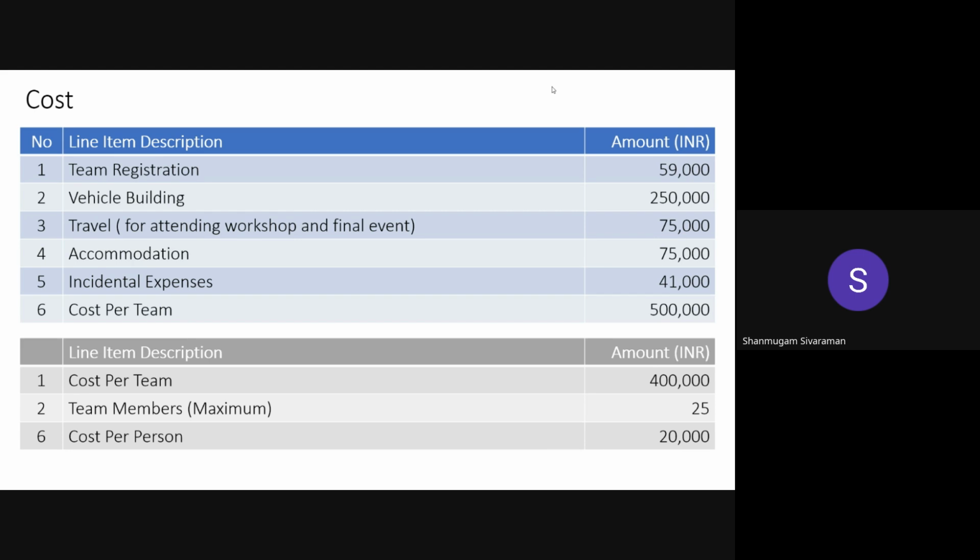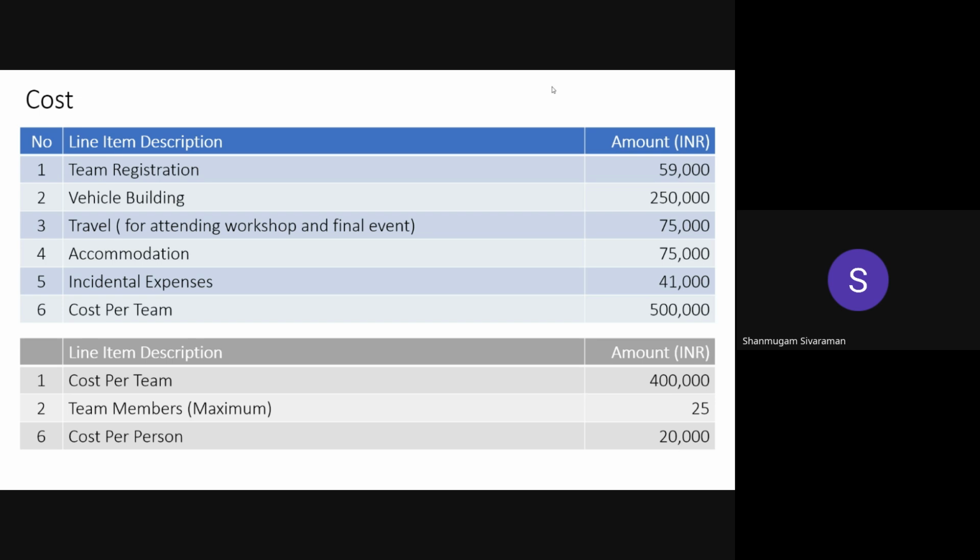That's about 41,000. So cost per team is likely to be around 5 lakhs. This is the highest you will be spending. But we will teach you how to do the entire thing in the most frugal way. My suggestion is between 30 to 40% of the cost. That means roughly you can do the entire thing in 3 or 3.5 lakhs. That's the kind of thing we expect. But this is on the higher side because I want to give you some numbers, so I've given the worst case figures.